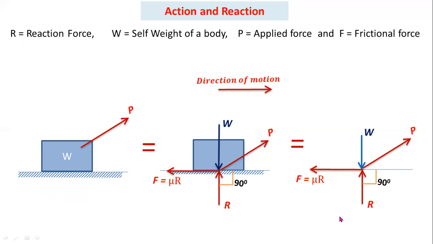Please remember, always draw a frictional force parallel to the support. Frictional force always acts parallel to the support, and the normal reaction always acts perpendicular to the support. This is very important. So here W is the self weight, which always acts vertically downwards, and reaction force always acts perpendicular to the support.